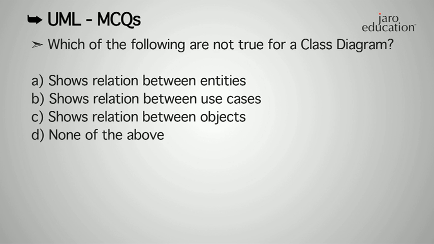Obviously, I have not put all of the above because there is no single diagram which shows all of these. So the answer is: a class diagram shows relationship between entities. Relationship between use cases it shows using use case diagram, and the relationship between objects is showed using sequence diagram.